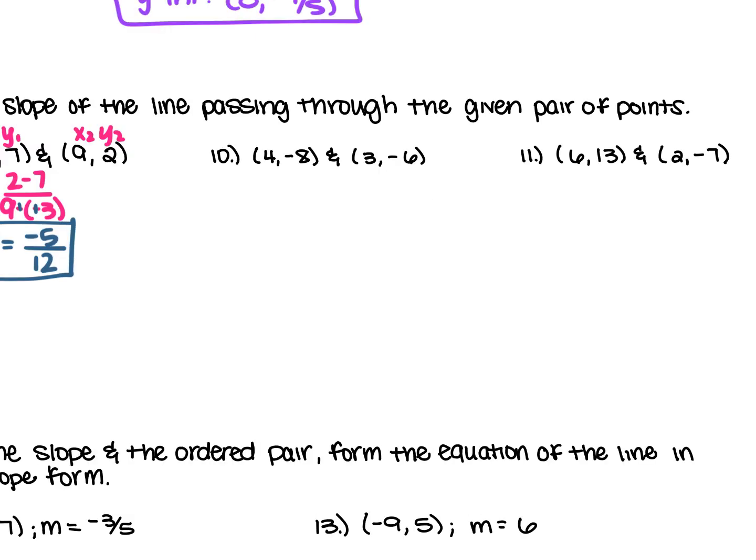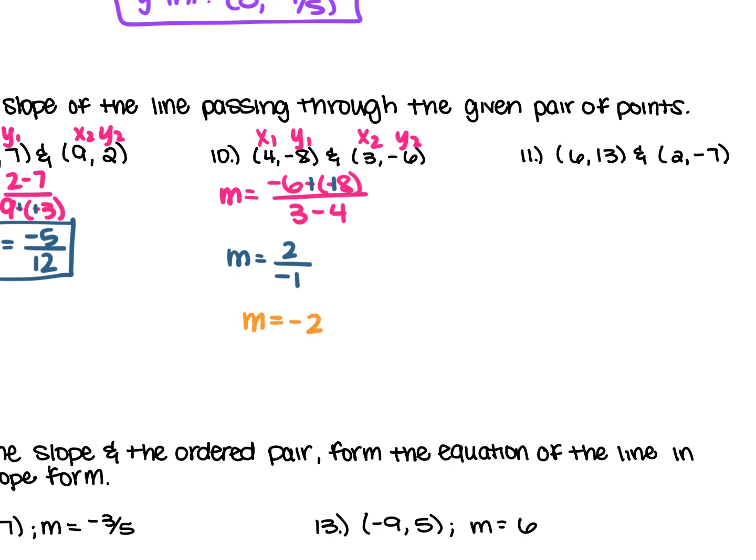For number 10, we're given 4, -8, and 3, -6. Your x1, y1 will use as the 4, -8, and your x2, y2 will use as the 3, -6. So that's going to give us m is equal to -6 minus -8 over 3 minus 4. That -6 minus -8 becomes -6 plus 8, which is just 8 minus 6. That leaves us with 2. 3 minus 4 is -1. 2 over -1 gives us a slope of -2.